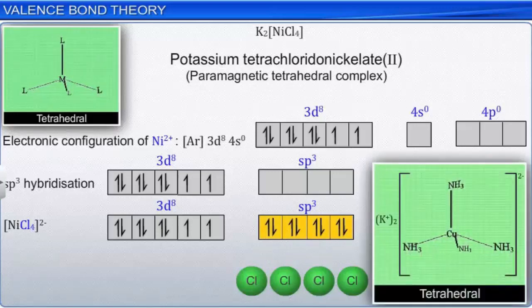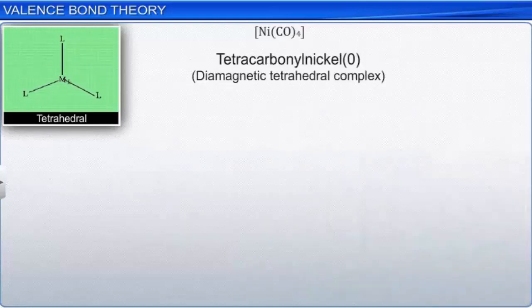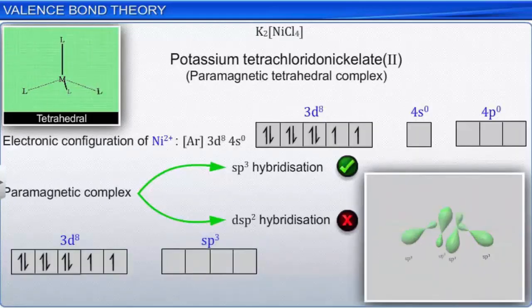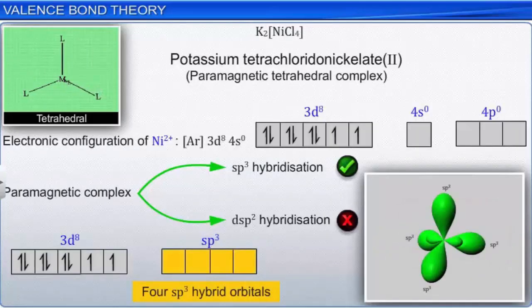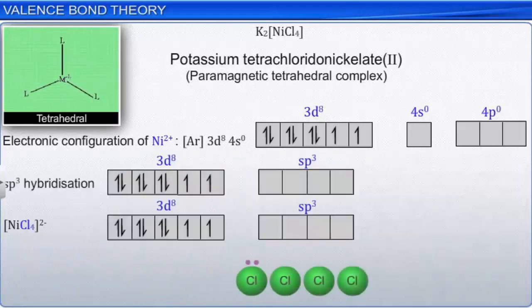Why? Look at this, there are 4 sp3 hybrid orbitals. They can accommodate 4 pairs of electrons which are donated by the 4 chloride ligands. So the shape or the geometry is tetrahedral.